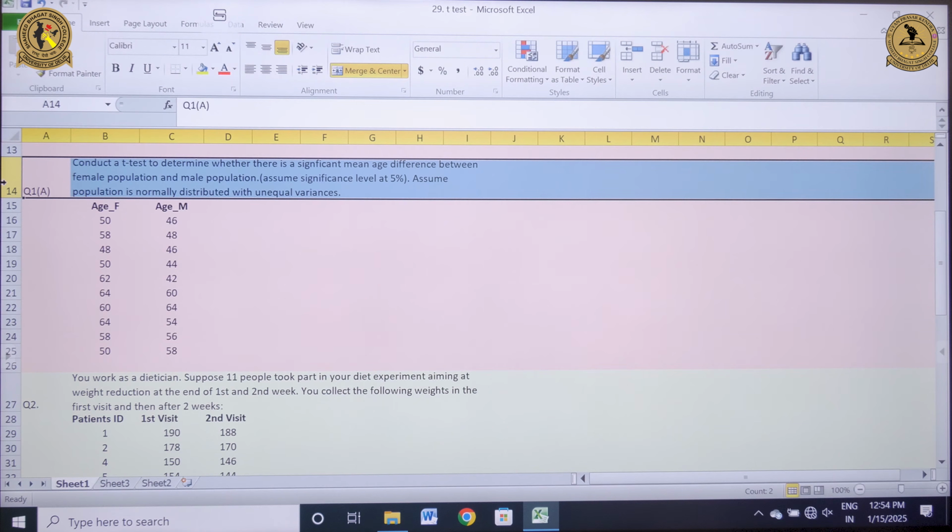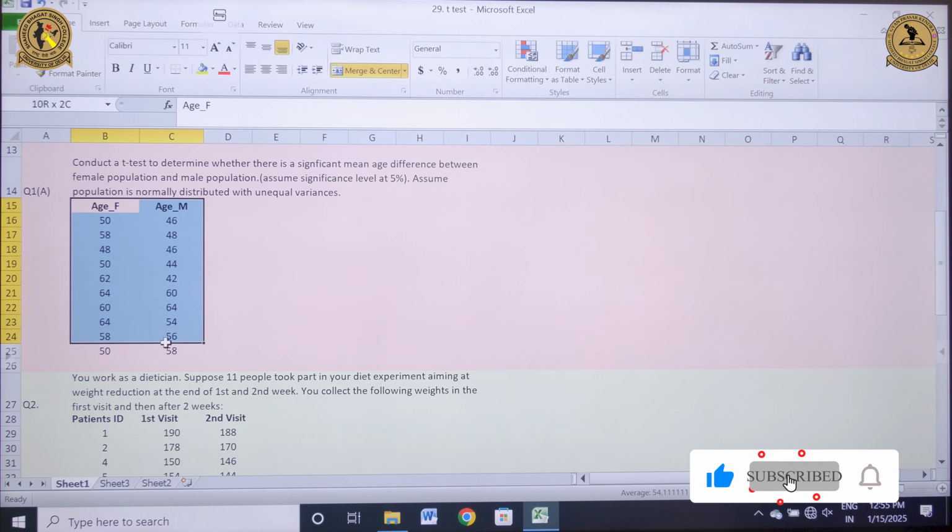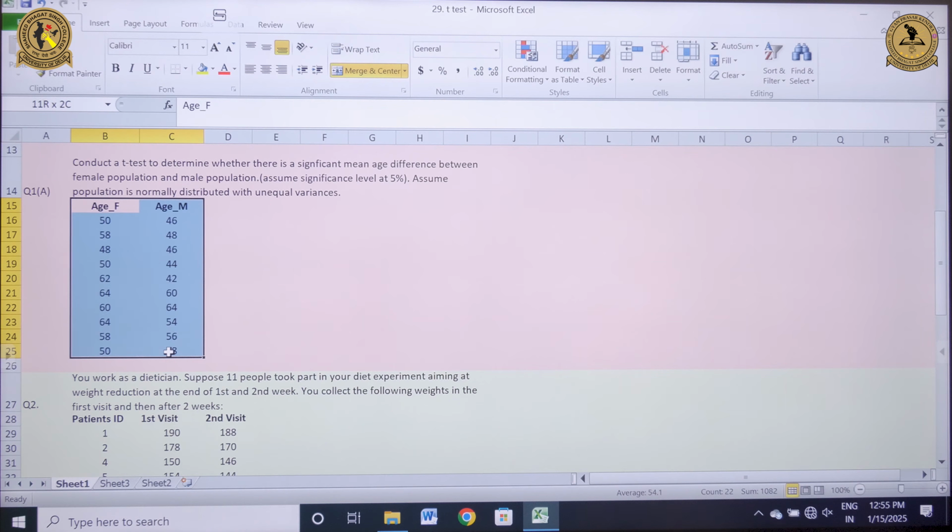Conduct a t-test to determine whether there is a significant difference of mean age between the female population and the male population, assuming 5% as a level of significance. We also assume that the population is normally distributed with unequal variances. So data have been given relating to the mean population age of male as well as the female population, and based upon this information, I need to conduct a two-sample t-test assuming unequal variances.